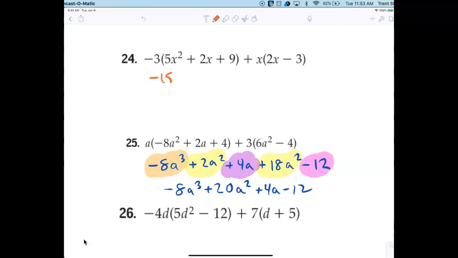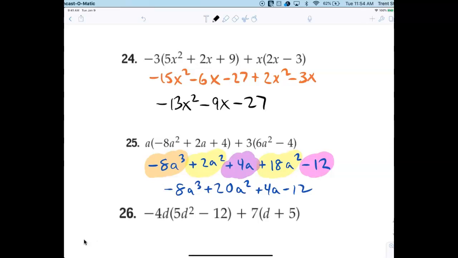Negative 15x squared plus negative 6x minus 27 plus 2x squared minus 3x. Okay, combine terms, please. When you combine negative 15x squared and 2x squared, so it's negative 13x squared. Good. And then the negative 3 and the negative 6. So minus 9x minus 27. Yeah, easy, easy. I'm happy with that.